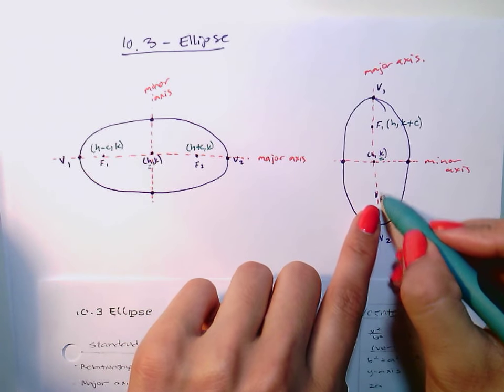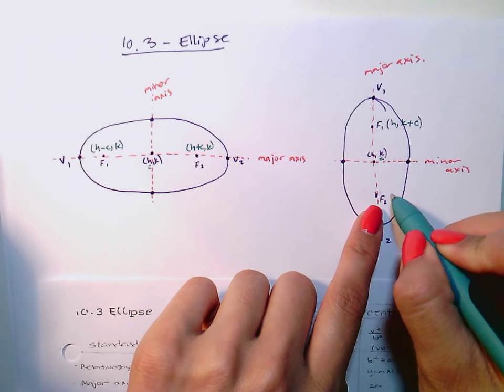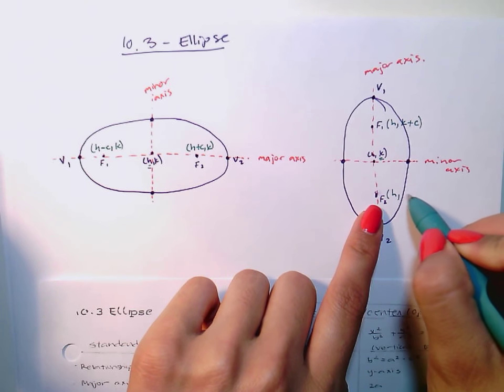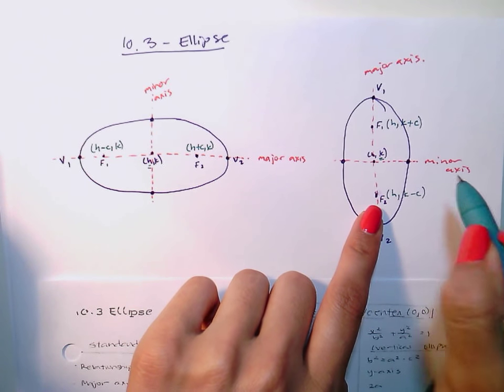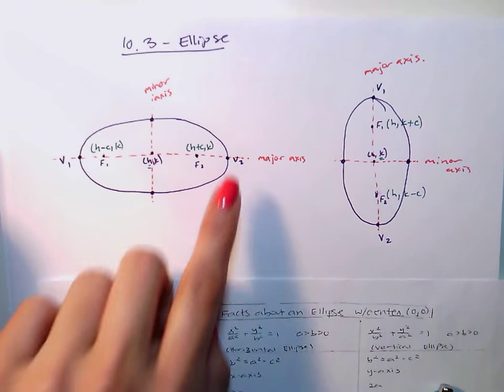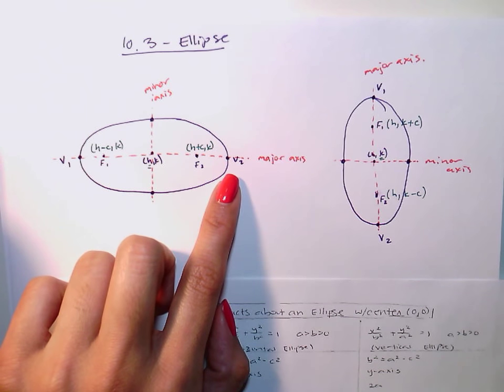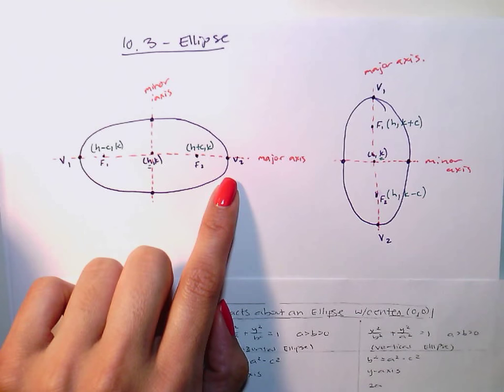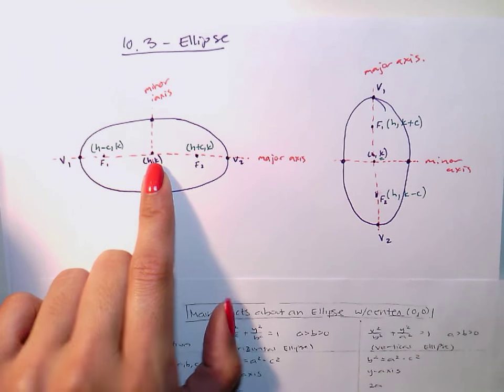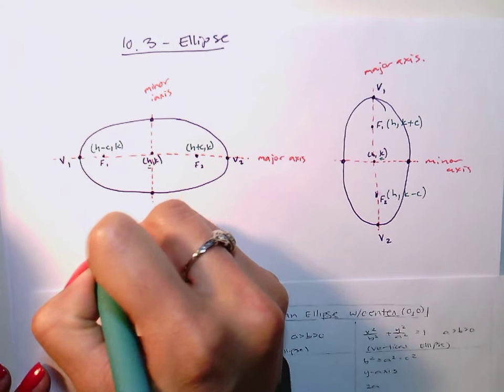And if I go down for focus number 2, it's going to be going down by c. So it's h comma k minus c. And then for these other points, the vertices, these vertices are a distance of a from the center. So let's go ahead and write down what c and a are.